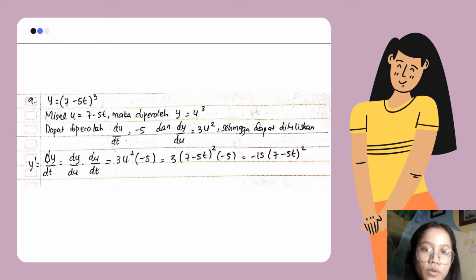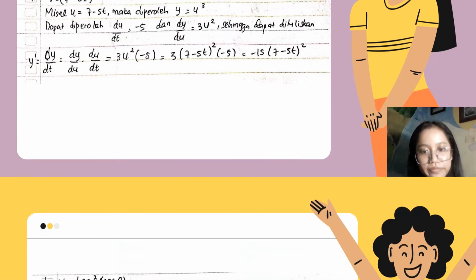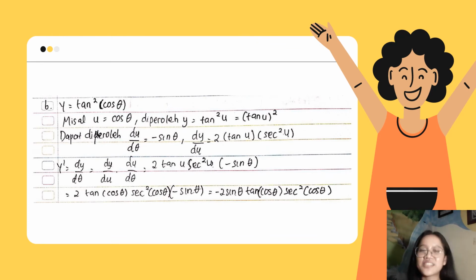So now we replace the u with 7 minus 5t using the substitution. So we have 3 times 7 minus 5t square times minus 5. And then we can find that the derivative of y is minus 15 times 7 minus 5t square. Let's move to the next question.